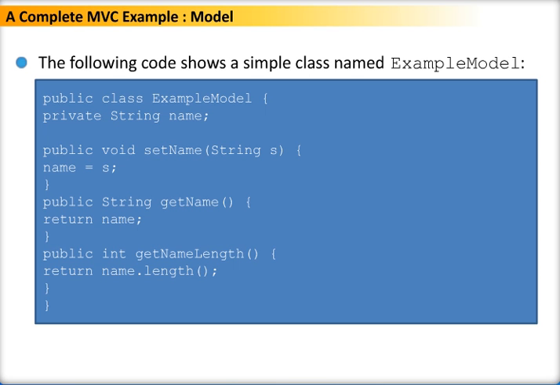As you have learned about the concept of MVC architecture, let's see a complete example to implement the architecture in web application development. The displayed code shows the model implementation in a simple class named ExampleModel. This class has a data member named name of the string type and member functions. The setName method will initialize the name variable. The getName method will return the value of the name variable, and the getNameLength method will return the length of the value of the name variable.